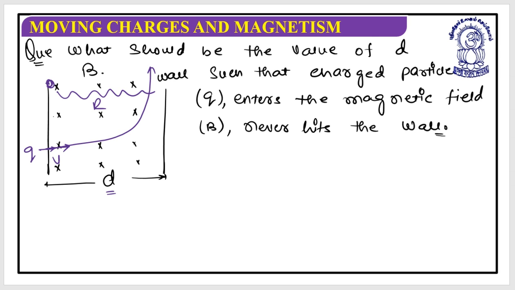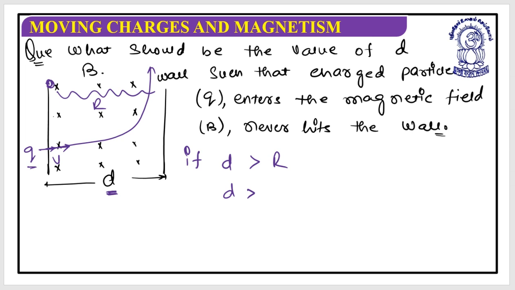So if I understand carefully, this is very, very simple: if I can make this separation D greater than R, I am all done. If I can arrange things like this, that D is greater than R, then I can make sure that charge Q is never going to hit the wall.